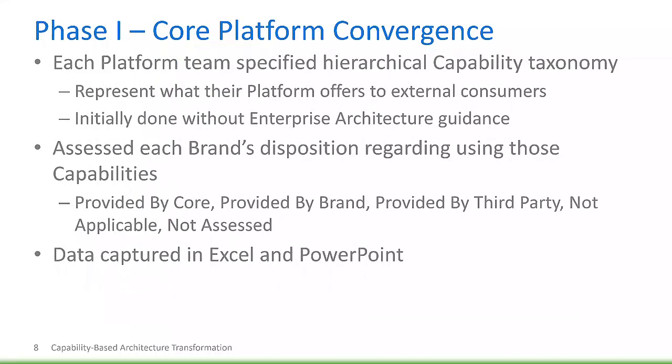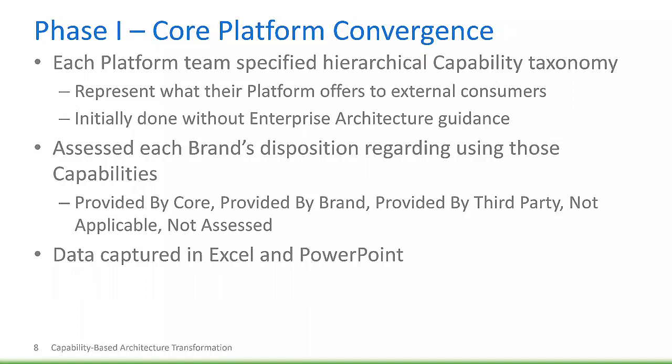And so phase one was really trying to get the different parts of the organization converging on a core set of platforms. And the way that this was done is they first identified a set of platforms, and then just asked each platform team to come up with a hierarchical taxonomy of their capabilities, in the sense of trying to represent what their platforms offered to external consumers.